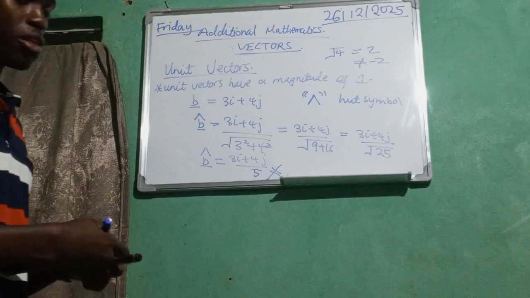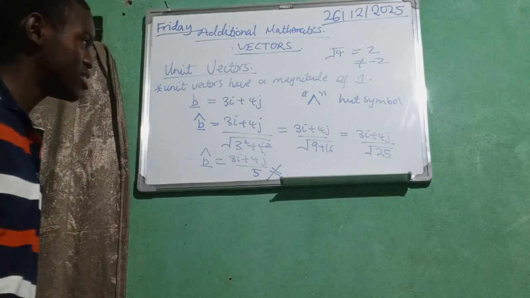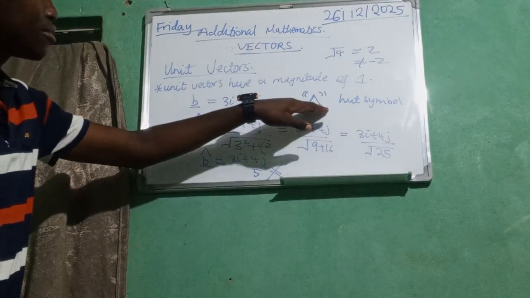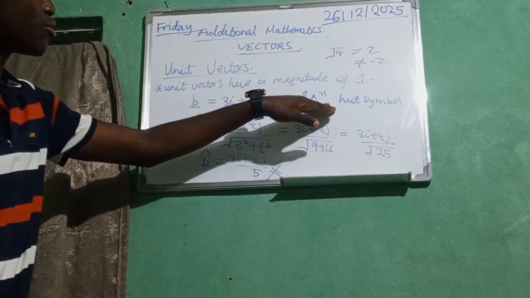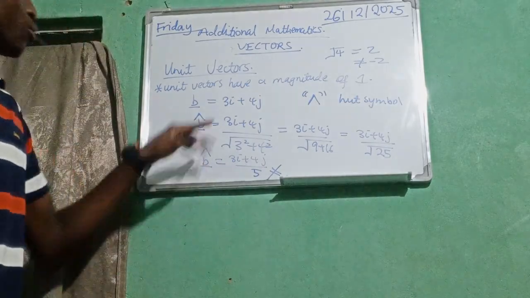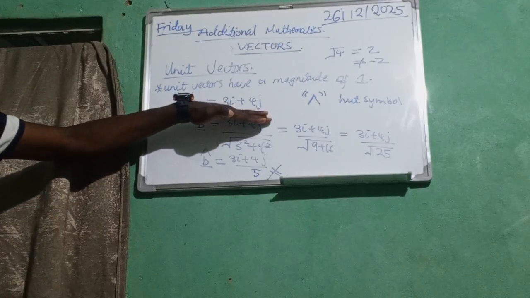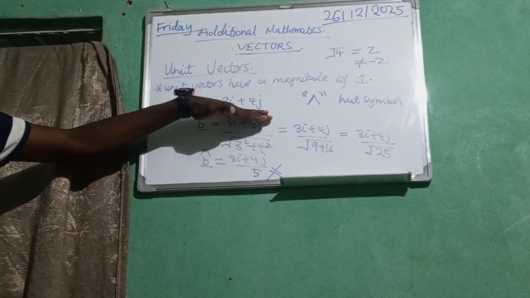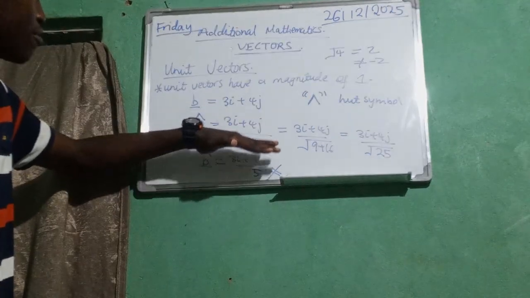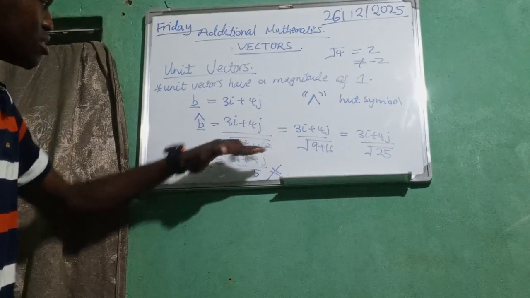So someone may be wondering, what have you done? First of all, you need to know that the hat symbol represents the unit vector. So we had our vector right here, and we were asked to find the unit vector of this vector. It means we have this vector and we divide by the magnitude of that vector.